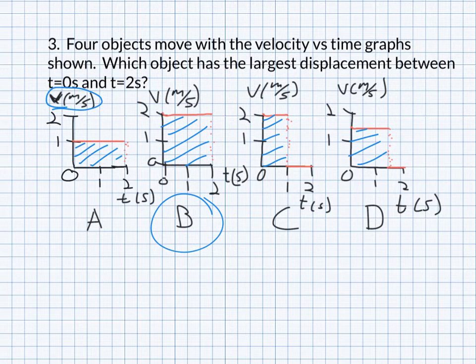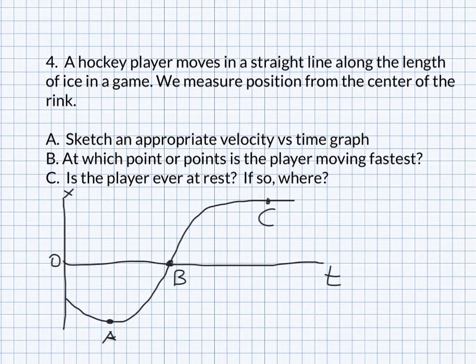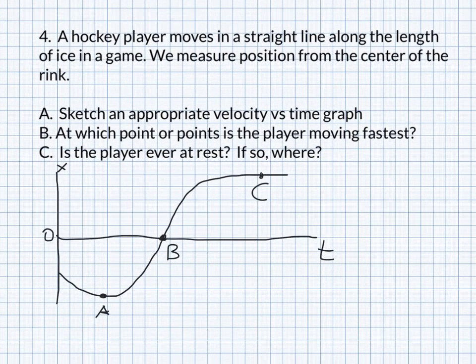Okay, a couple more here. Hockey. Love me some hockey. Okay, so we've got this hockey player. That line is apparently his position versus time. And the problem doesn't state which direction is positive. I'm going to assume that positive is toward the opponent's goal and that negative is back towards his own goal. That makes the most sense to me.